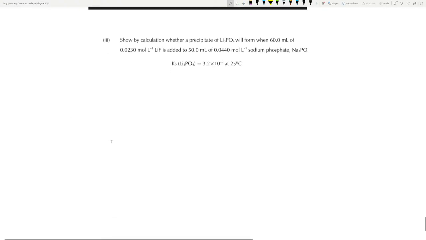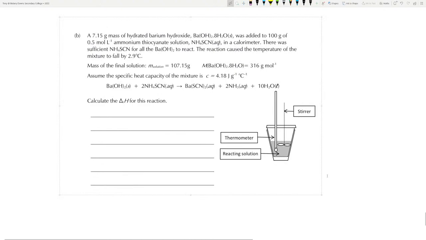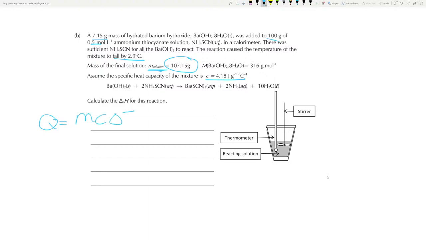All right, this is Suhin's question. So this is the MC delta T equation. 7.15 grams of hydrated barium hydroxide added to 100 grams of solution. So the mass of the solution is 100. So this is M, C is right here, change of temperature is 2.9. Straight away we can do Q. Q equals MC delta T. So that's 107.15 times 4.18 times negative 2.9, because it went down, so it's negative.